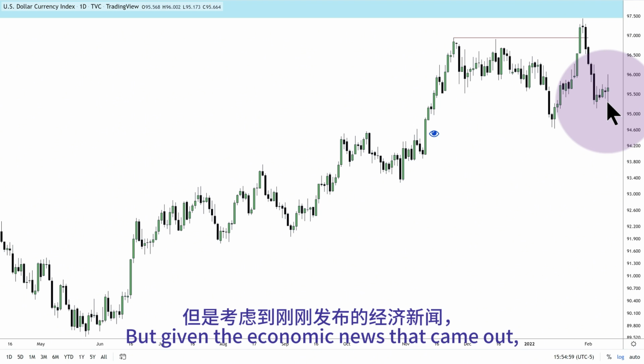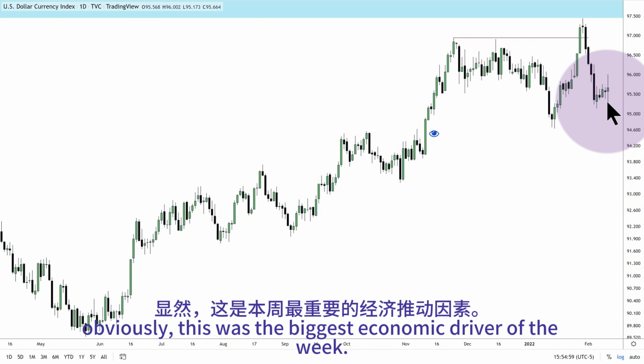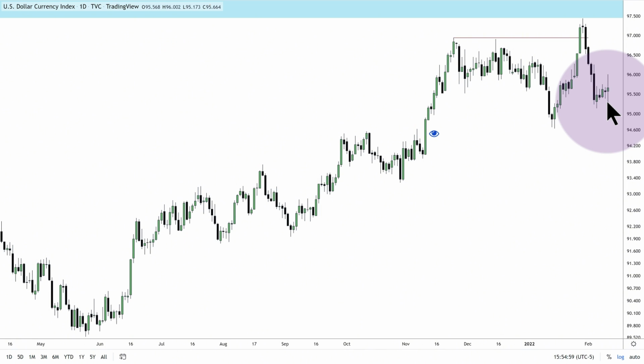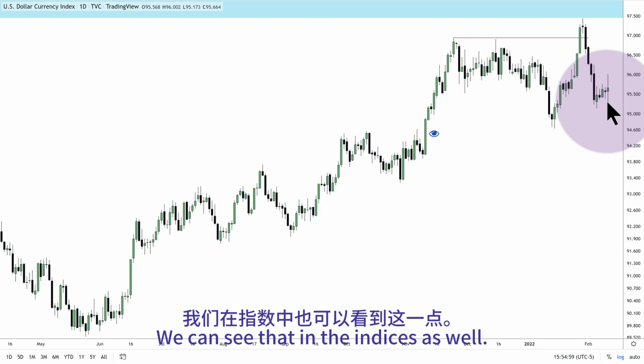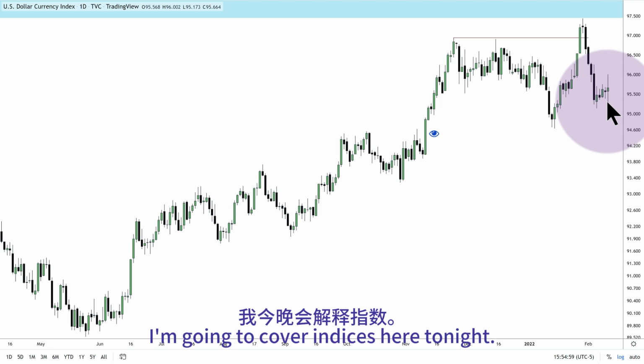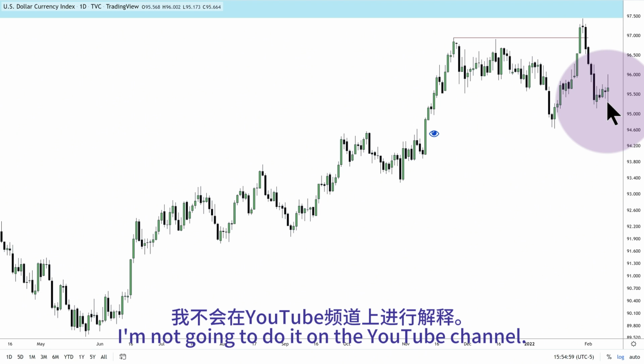But given the economic news that came out, obviously, this was the biggest economic driver of the week. You can see that in the indices as well. I'm going to cover indices here tonight. I'm not going to do it on the YouTube channel.